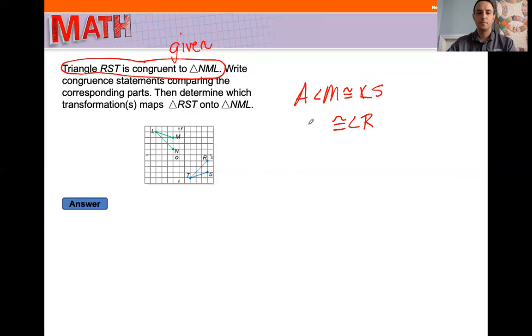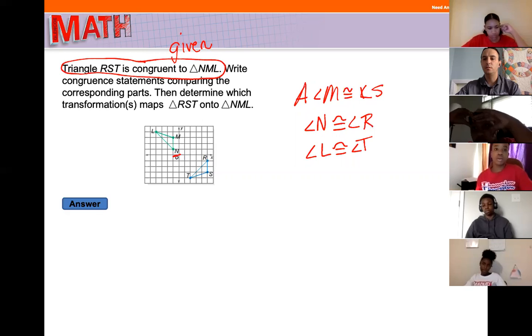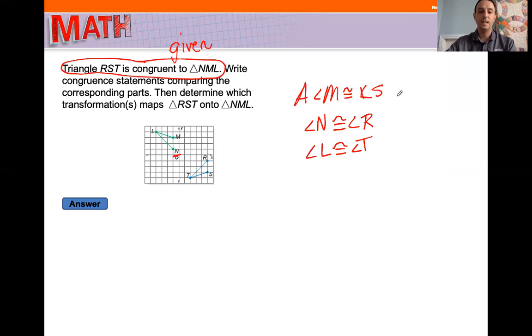L. T. N. Oh, snap, my bad. So if you look at where R is above the angle. Remember, this is flipped over, so now it's below. And that leaves the last one as L and T. You all seeing where I'm getting those? Yes. Okay. So now, are the sides congruent?